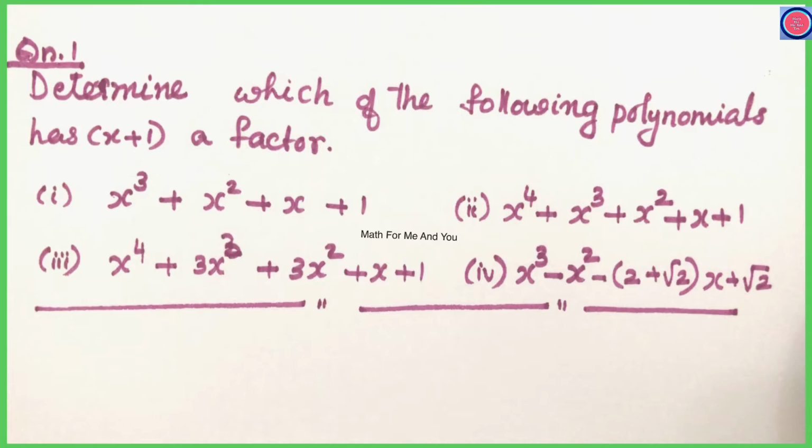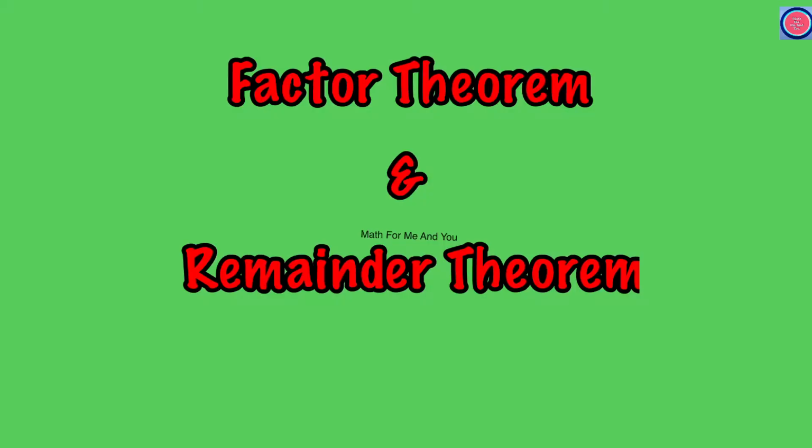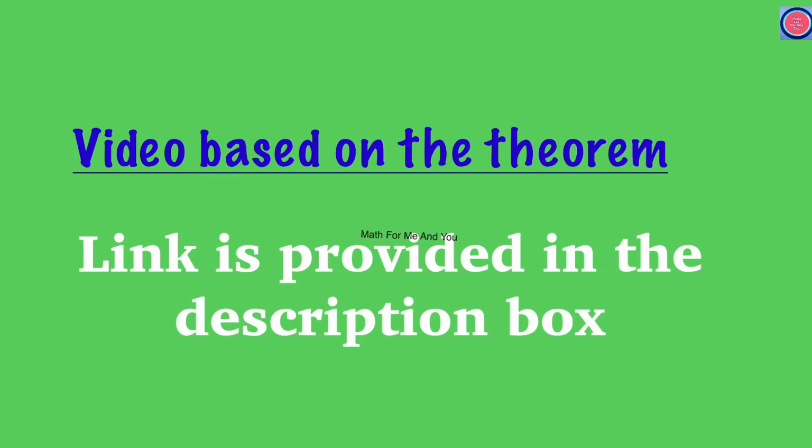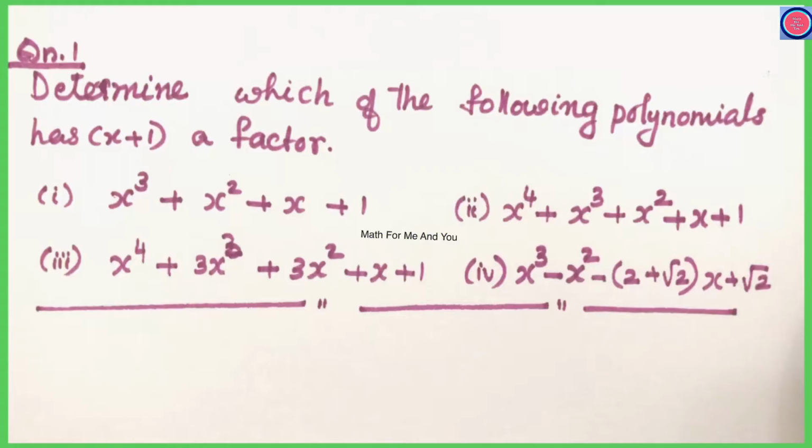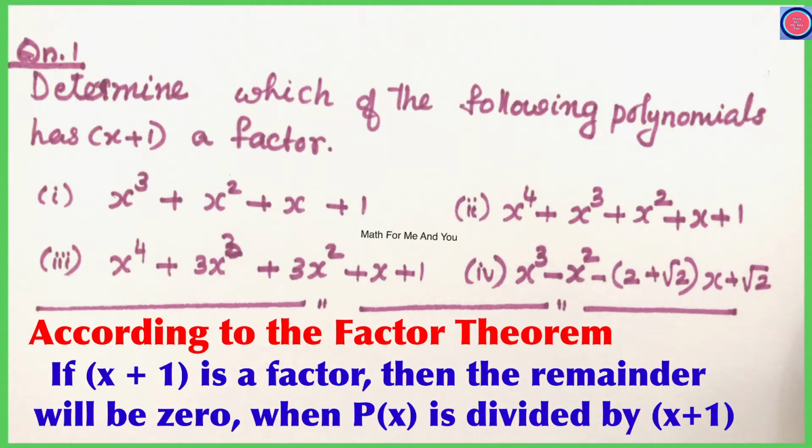We can answer this based on two theorems. They are the factor theorem and the remainder theorem. Already we have done videos based on these two theorems and I shall give you the link in the description box. Now we are going to check which of these 4 polynomials have x plus 1 as a factor. If x plus 1 is a factor, that means we can divide the polynomial completely. The remainder will be 0.